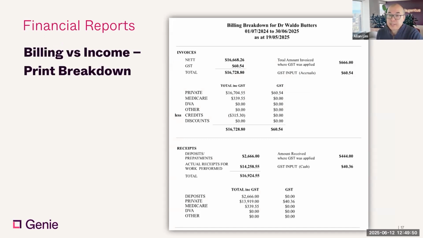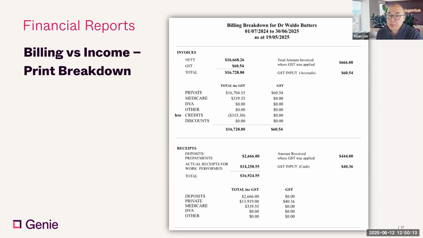The print breakdown is a detailed report of your invoicing and receipt totals. The first part of the report will show the invoice totals used for accrual accounting, which includes a breakdown between private, Medicare, DVA, and other organizational billing, as well as any credits and discounts that may have been applied to the invoices issued.